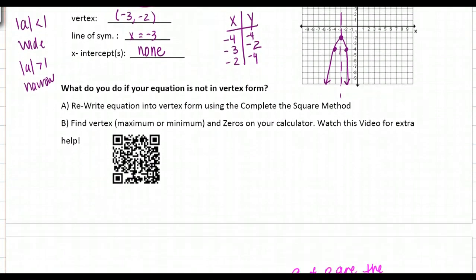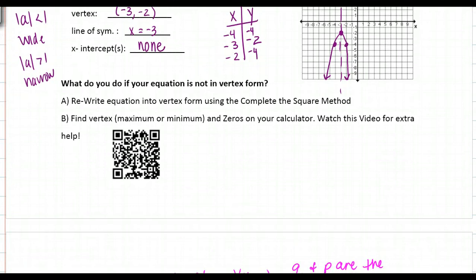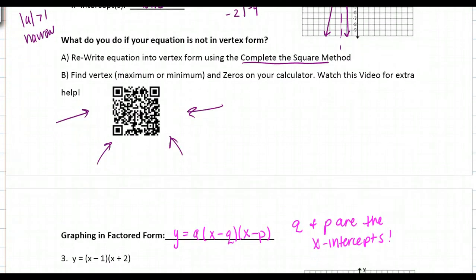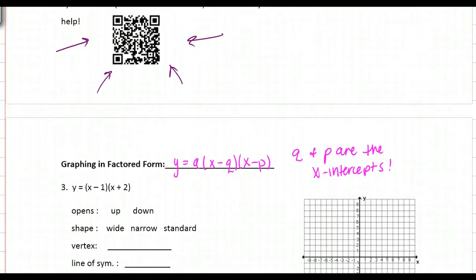All right. Well, sometimes your equation is not in vertex form, so what do you do? There are two options. Option A, rewrite the equation into vertex form using the completing the square method and follow the steps from above. An easier way, in my opinion, but you can decide, is option B: find the vertex, maximum or minimum, and the zeros on your calculator. Then you can watch this video right here if you need any extra help. Otherwise, you can always rewatch what I'm doing in this video right now.